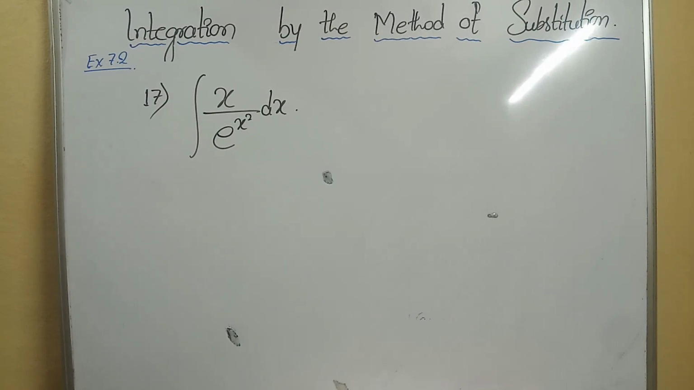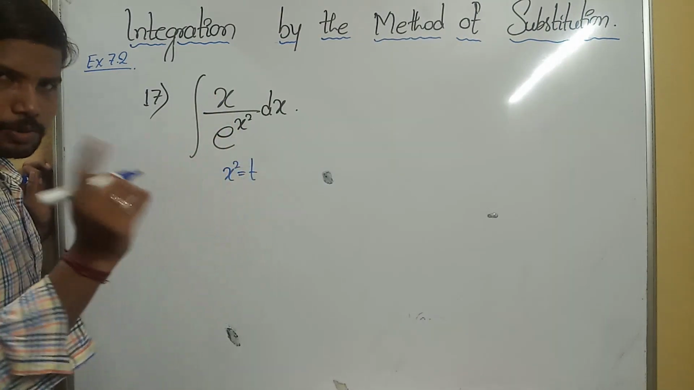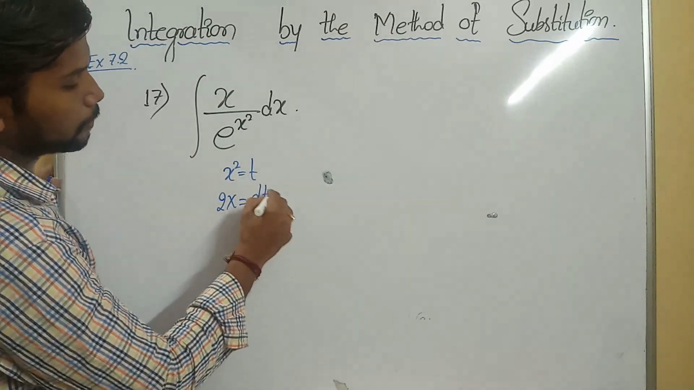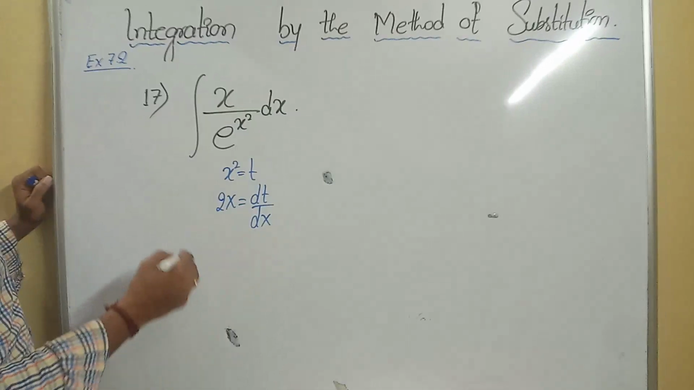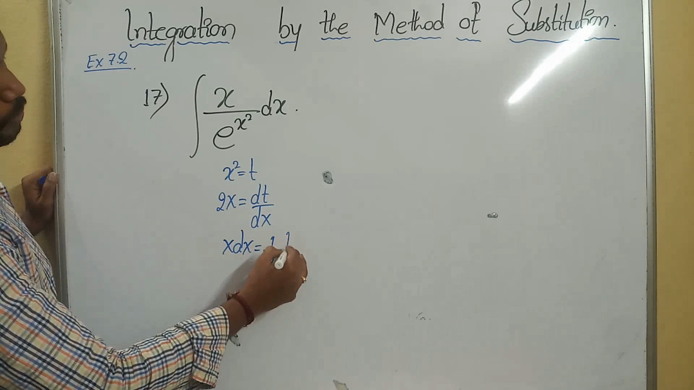Focus. Here x square derivative will be 2x. For that reason, I'd like to substitute x square as a t. What is x square derivative? It will be 2x. Derivative of t will be dt by dx. Okay. I'd like to write x dx is equal to 1 by 2 dt.